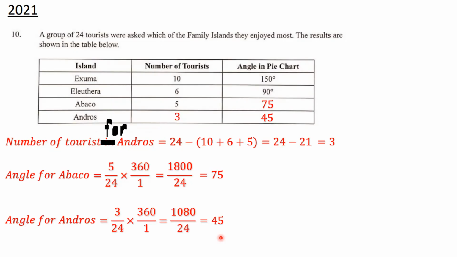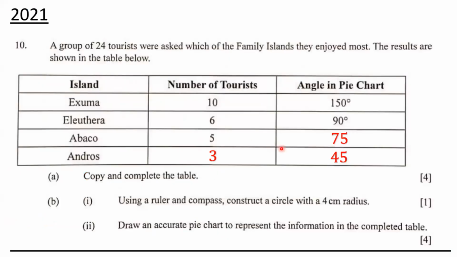Okay, now we have a completed chart. The completed chart has 10, 6, 5, and 3. And the angles in the pie chart are going to be 150 degrees, 90 degrees, 75 degrees, and 45 degrees.